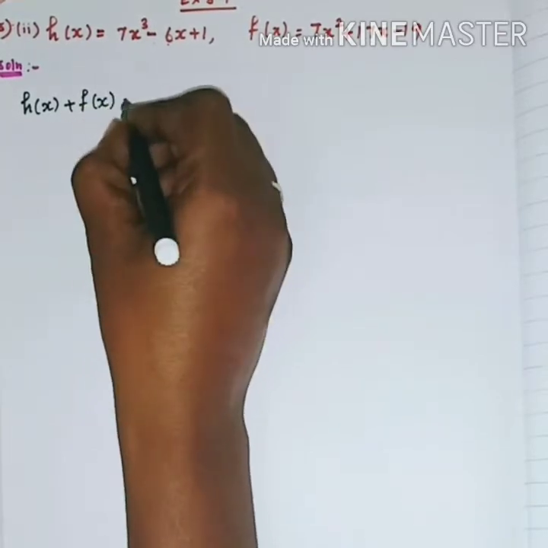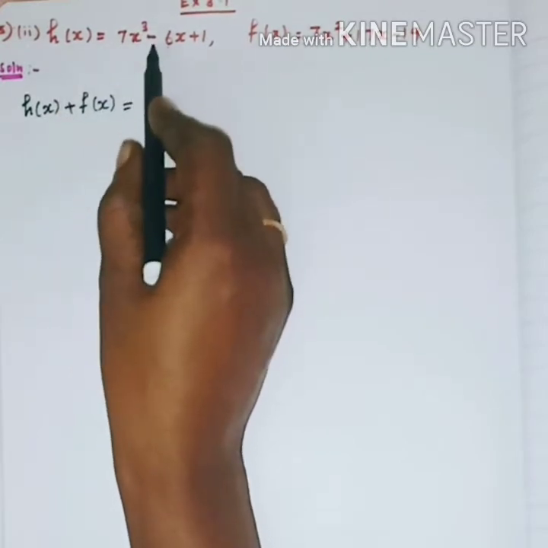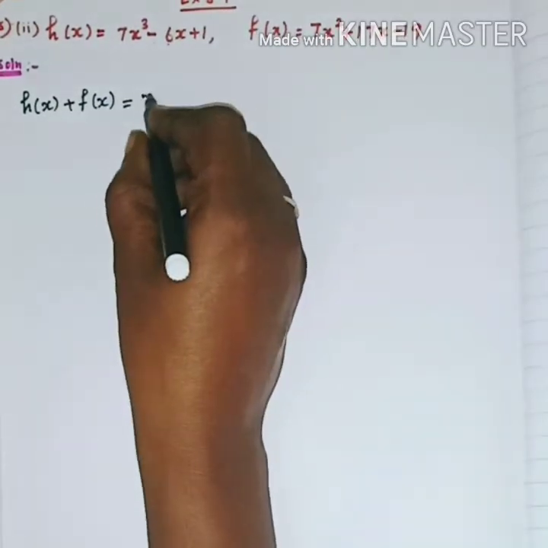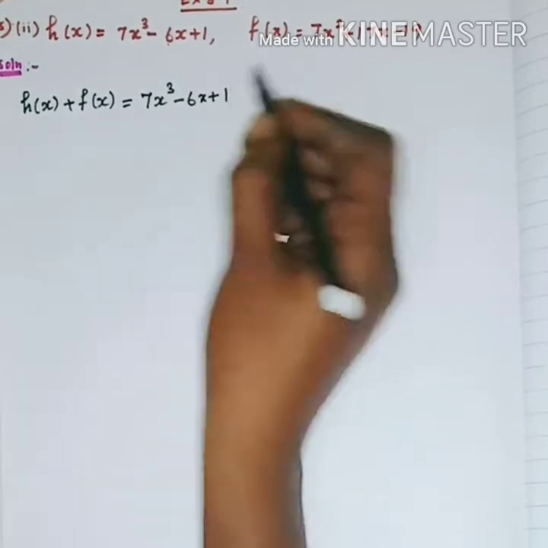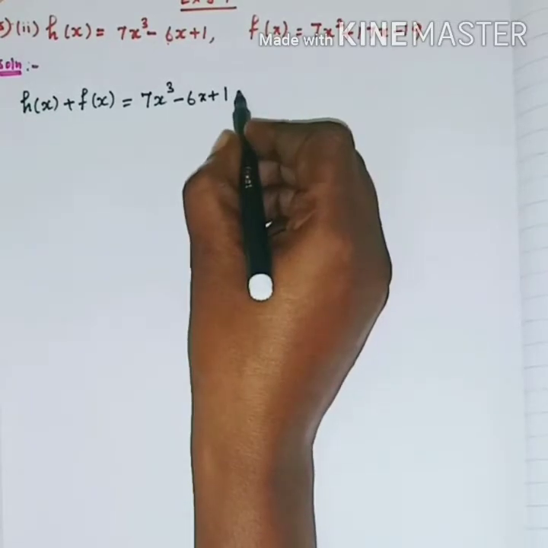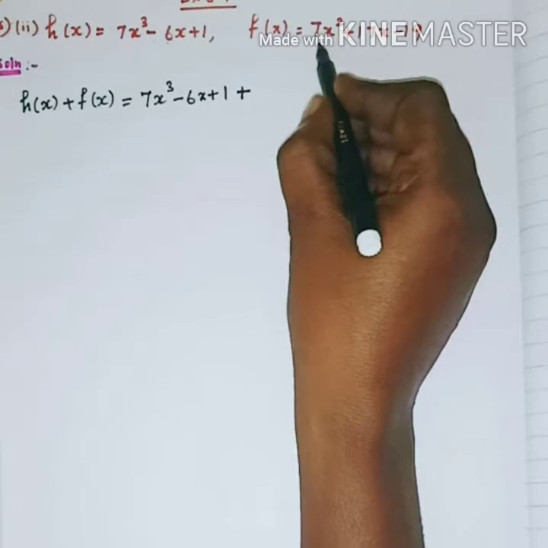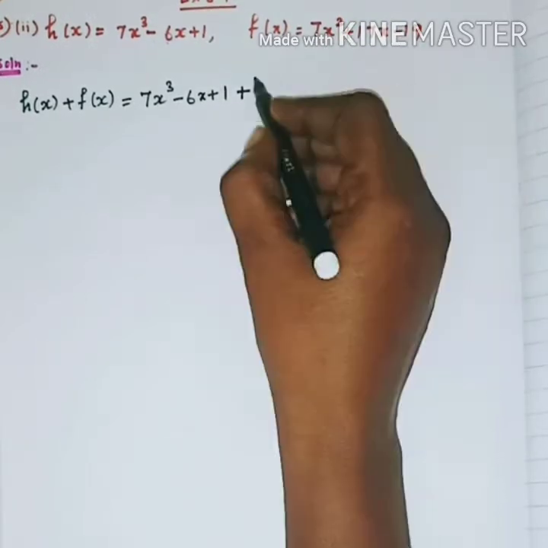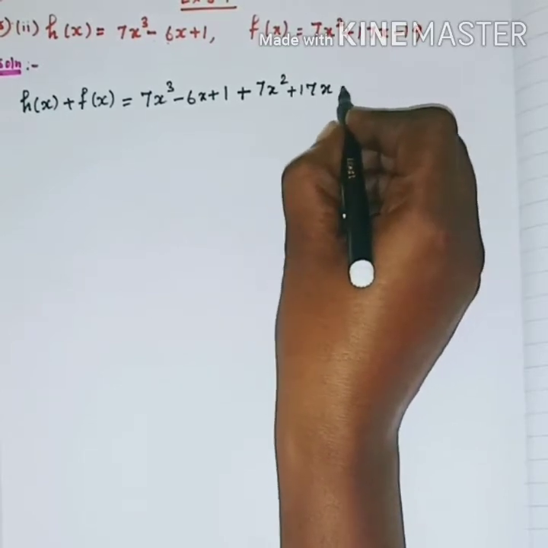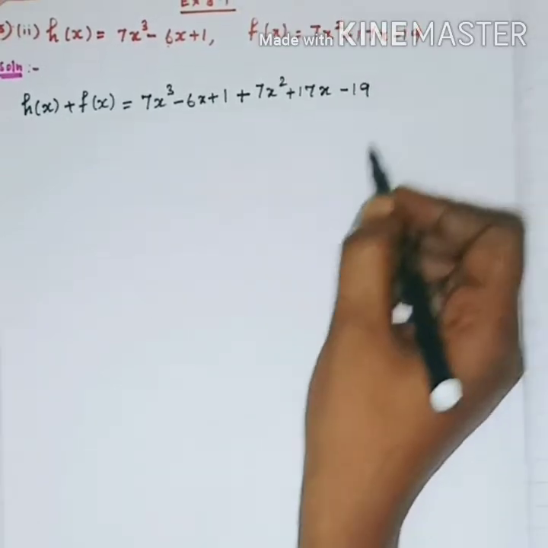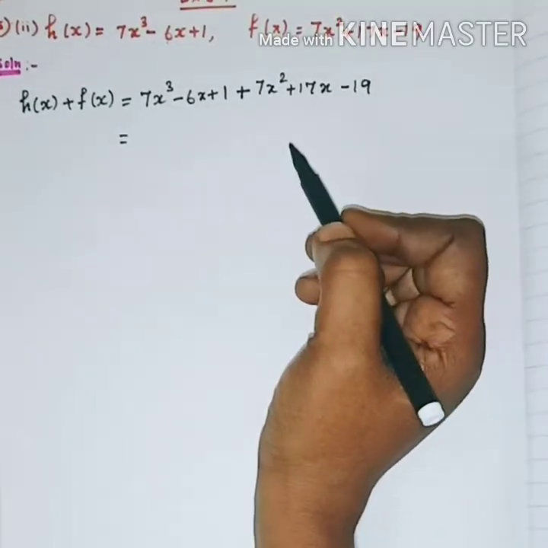H of x plus f of x is equal to, what is the expression for h of x? 7x cube minus 6x plus 1. So write this here, 7x cube minus 6x plus 1, and then put the plus symbol here. Plus f of x. What is the expression for f of x? 7x square plus 17x minus 19. Now we have to add these expressions together.